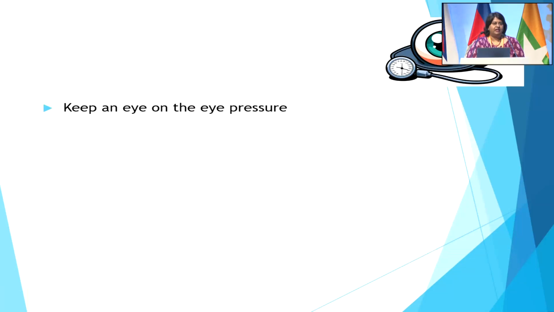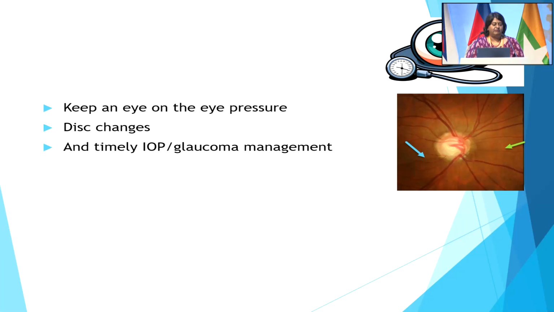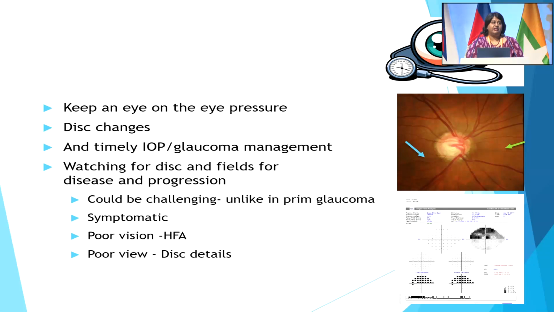So when you see a patient of uveitis, you have to keep an eye on the eye pressure. Do look for disc changes also. Do look for NRR, neuroretinal rim changes. Look for RNFL defects. And definitely have a timely IOP and glaucoma management. Watching the disc and also doing visual fields for disease identification and progression is quite essential. But it is not as easy as a primary glaucoma.